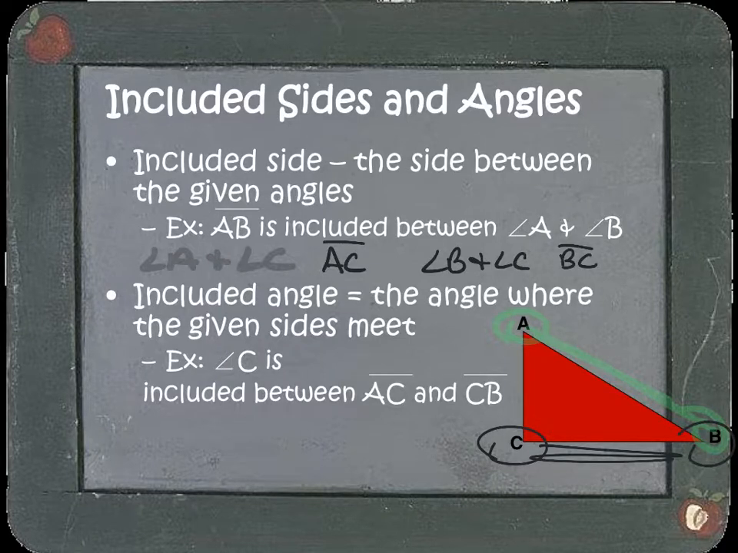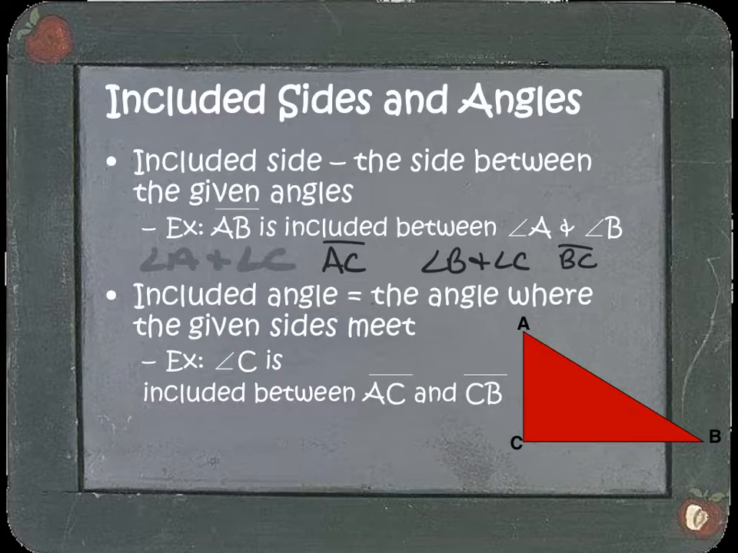The next definition or understanding we need to have is the included angle. And that's going to be the angle where the given sides meet. So for example, if I ask you what is the angle in between 2 sides, here.